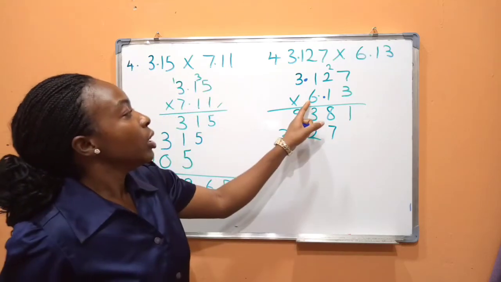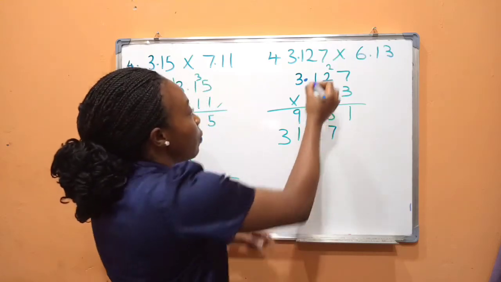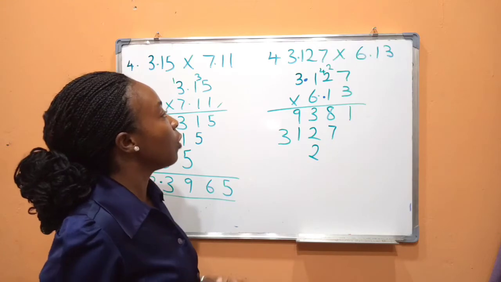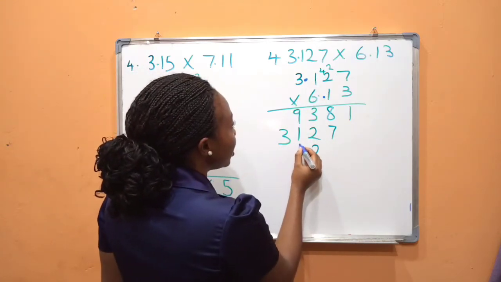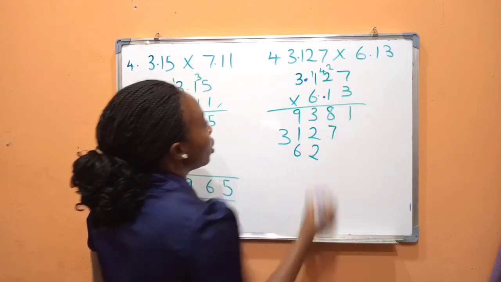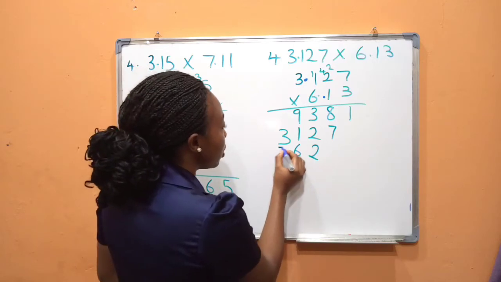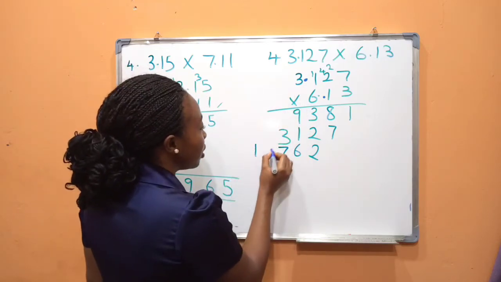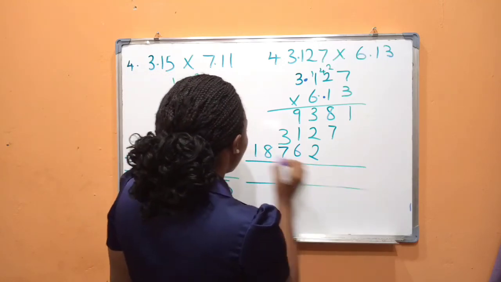Okay? And then 6 times 7 gives us 42. We write 2 and carry 4 here. So we have 6 times 2 gives us 12. 12 plus 4 gives us 16. We write 6 and carry 1. 6 times 1 gives us 6 plus 1, we have 7, and then 6 times 3 gives us 18. So let's sum it up.